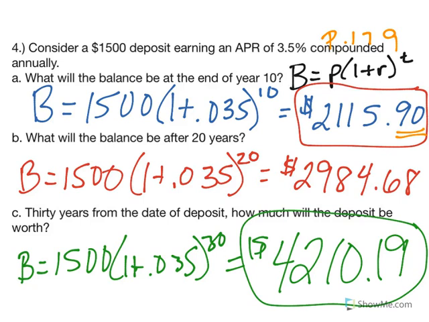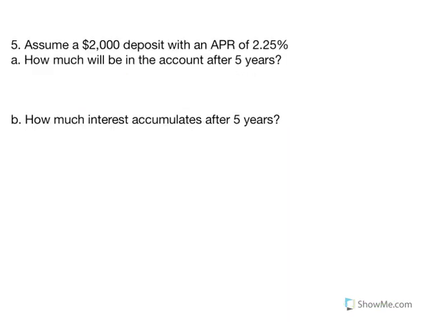Okay, continuing on page 179, number 5. I would like you to hit pause and work through number 5 on your own and then come back and check out the explanation. Okay, now we have a $2,000 deposit, an APR of 2.25%. Let's just start with a reminder that 2.25% would be 0.0225 as a decimal. You've got to move that decimal point 2 places in order to work.